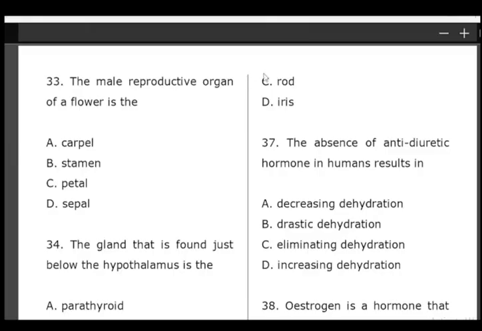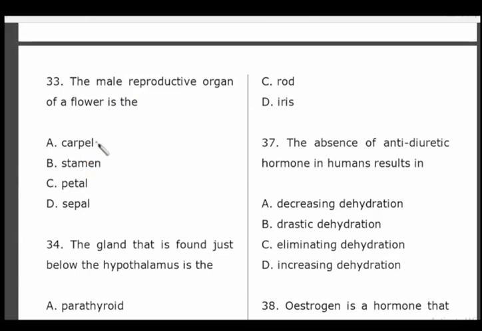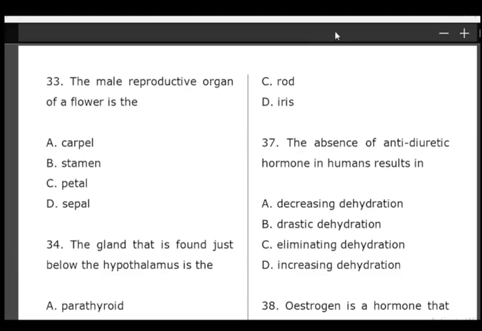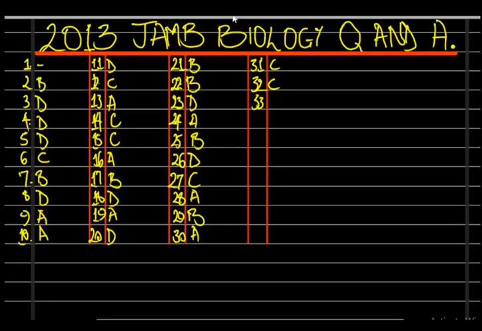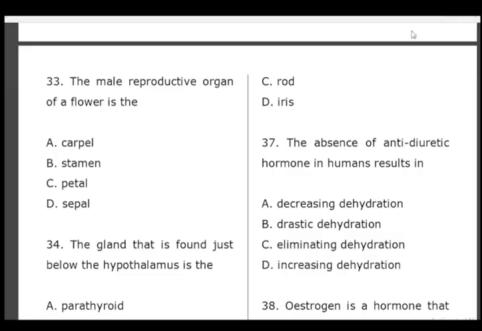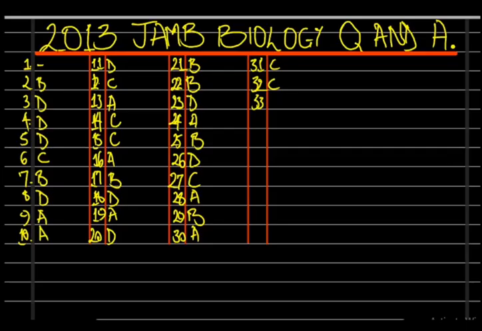33 now. The male reproductive organ of a flower is the A. carpel, B. stamen, C. petal, and D. sepal. The answer there is stamen. Stamen is the male reproductive organ of a flower plant. So that is option B. Option B is the answer to question 33.